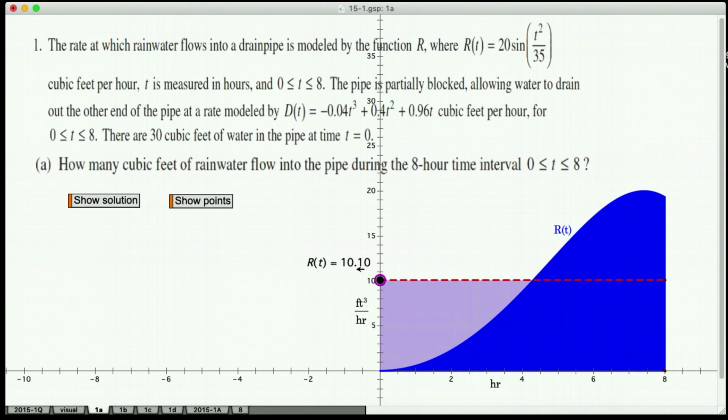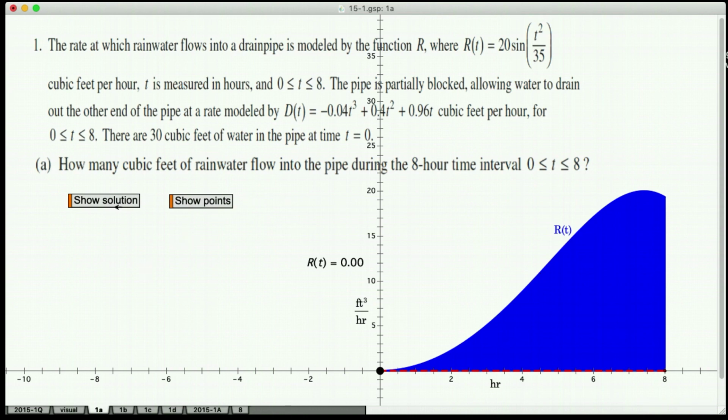So 8 times 10 is about 80. So I'm going to say the area under this function, or the volume of water that flows into the pipe, is going to be about 80. That's a good estimate. Okay, so now when we do it on our calculator, we're expecting an answer of about 80. And again, you don't make a big deal of it. You just eye it up real quick, 8 times 10 is 80.